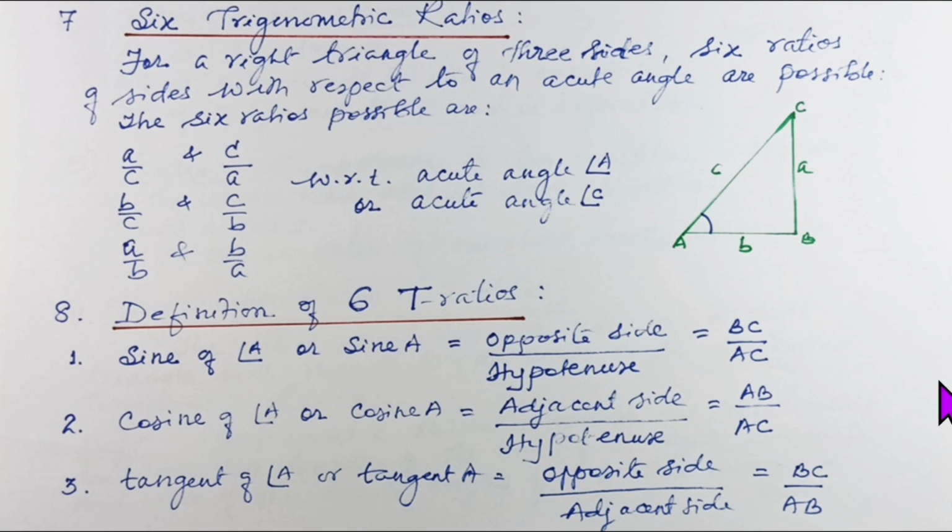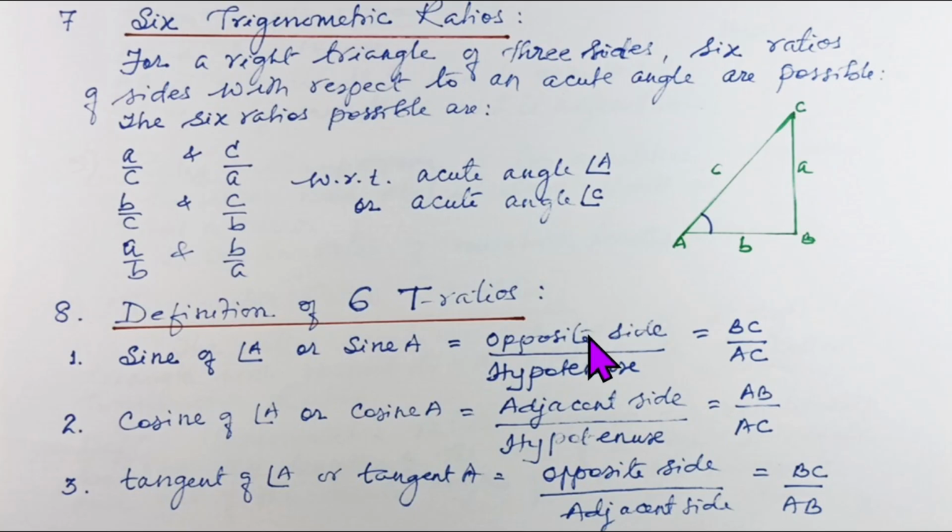Now, in trigonometry, these 6 ratios have their own importance and they are defined. Let us take the 6 trigonometric ratios and understand what they are. With respect to angle A, we have the sine of angle A. This is the first trigonometric ratio. Sine of angle A is equal to the opposite side, that is BC, upon the hypotenuse AC.